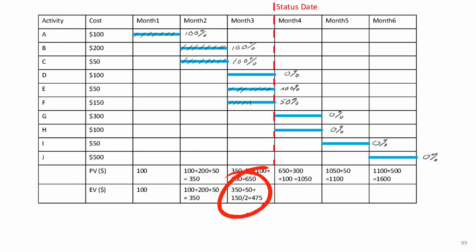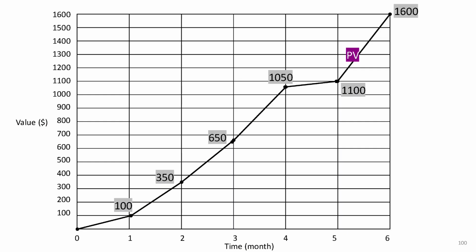In month 3, activity E is fully completed and half of F is done. So from E, we earn $50, and from F, which is worth $150 in total, we earn half, so $75. Add that to the $350 we already had, and we get a total earned value of $475 by the end of month 3. Note that activity D was planned for month 3, but since it hasn't started yet, we don't get any value from it. Let's plot the earned value at the end of month 3, which is $475. Comparing it to the planned value curve, we see it's below, meaning the project is behind schedule, or we've earned less than what we planned.